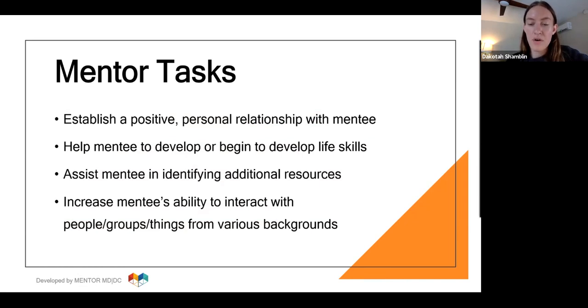So if you're in a position to truly give your time, but you aren't able to see your mentee due to a conflict, take the time to write a note, because that has a lasting impact.